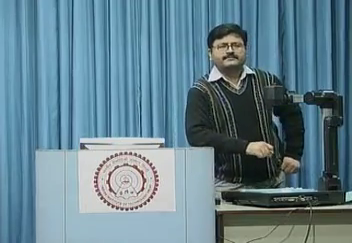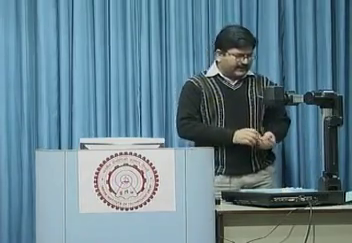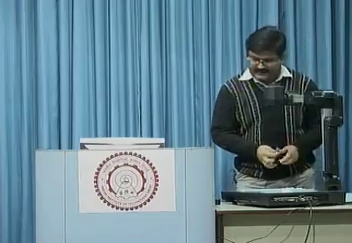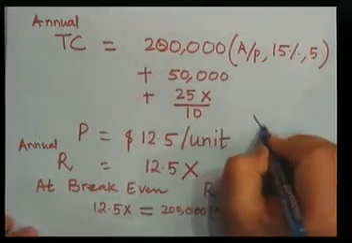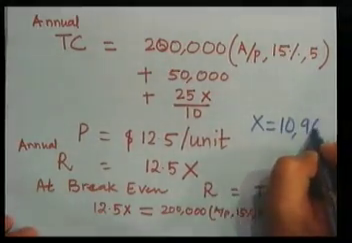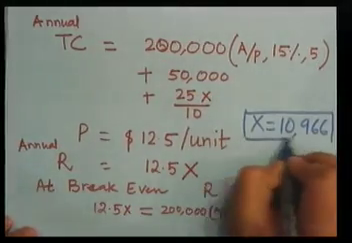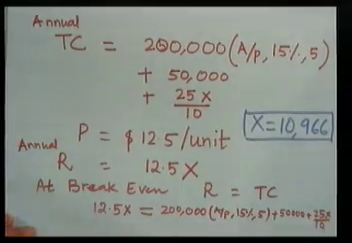Now I solve this equation and get the value of x. If you solve this, you will find that the value of x that you get is coming to be 10,966. So this is the answer. You can cross check it.